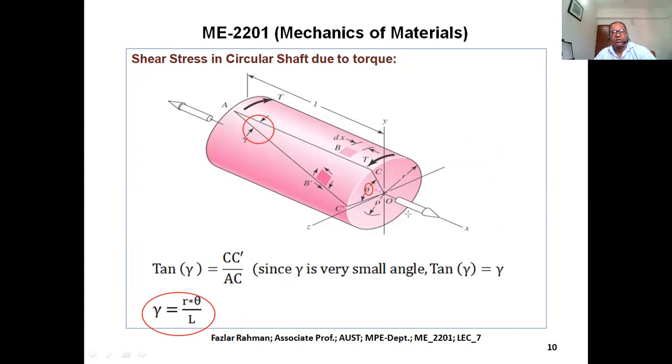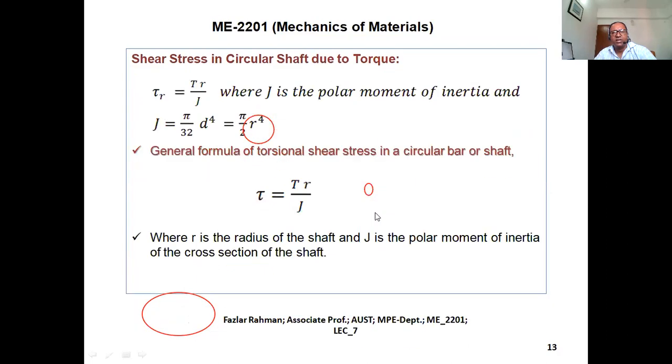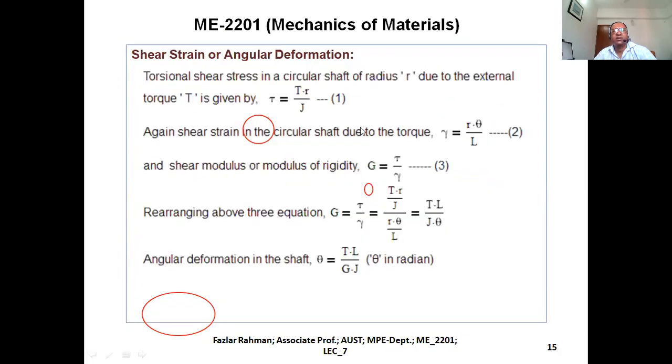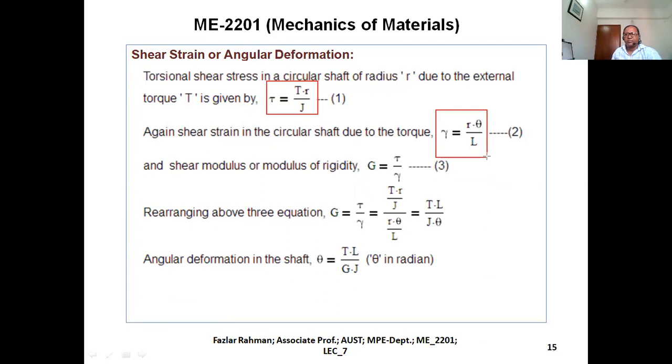Now, how can we figure out the value of theta? We need a formula. If you look carefully over here, this is our formula for the shear stress in the shaft. And this is our formula for shear strain, gamma equal to r theta by L. Now we know the modulus of rigidity, G, equal to tau by gamma. So at the top, TR by J, at the bottom, r theta by L.